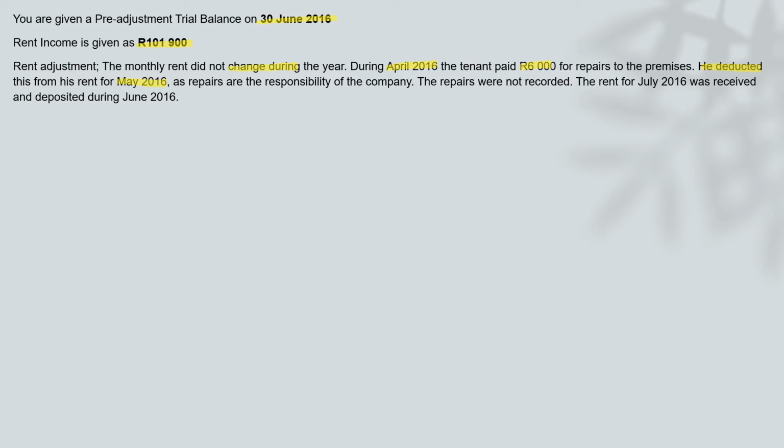The repairs are the responsibility of the company. The repairs were not recorded. The rent for July 2016 was received and deposited in June 2016. That means there is a prepayment, a rent that was paid in advance. All right, okay. So it's a little bit of working.